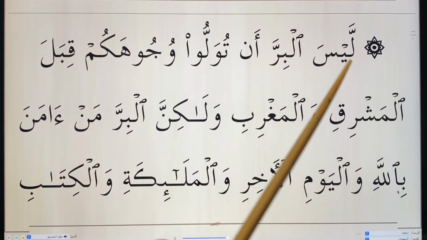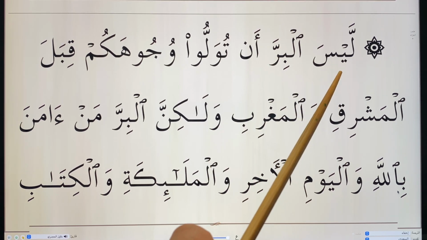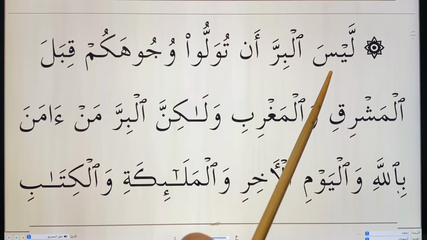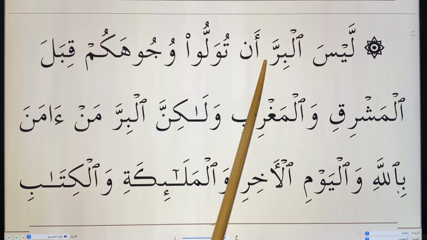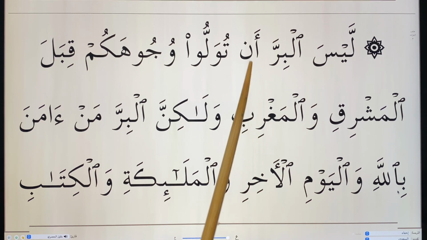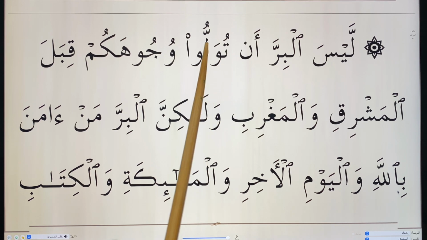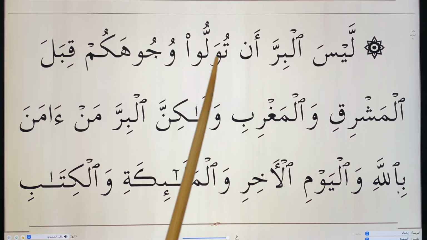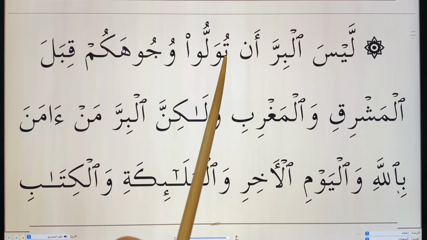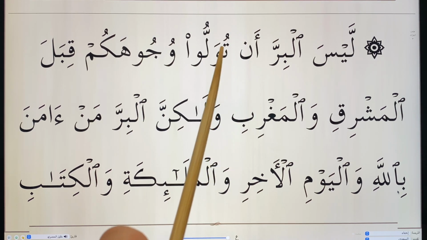أعوذ بالله من الشيطان الرجيم بسم الله الرحمن الرحيم ليس البر ليس البر أن تولوا. The noon sakinah is followed by a ta: أن تولوا.